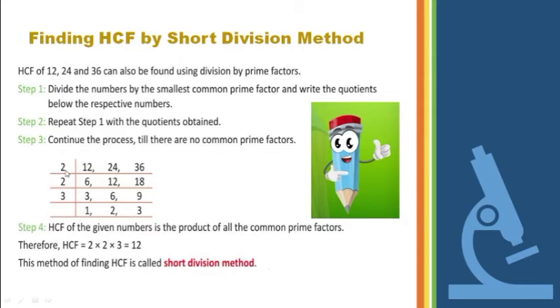So in the table of 2, 2 is the smallest common prime number we have taken. So let us have a look. In the table of 2, 12 comes how many times? 6 times. So write here 6. In the table of 2, 24 comes 12 times. 2 1s are 2, 2 2s are 4. So in the table of 2, 12 times 24 comes.